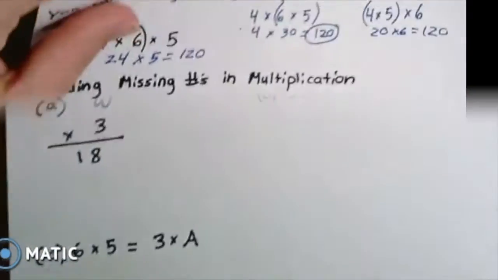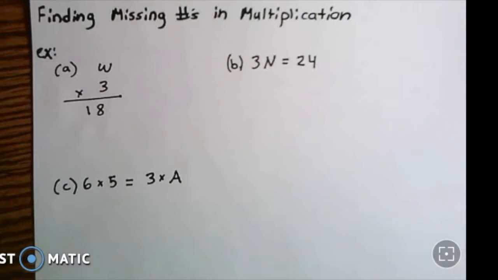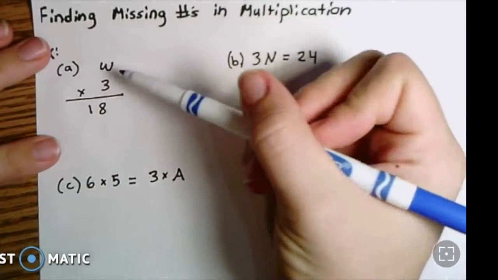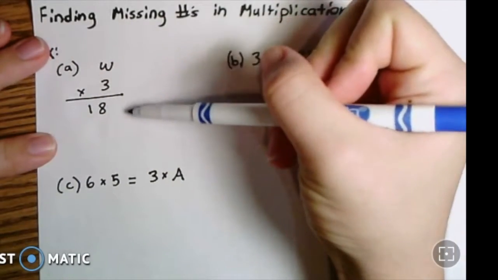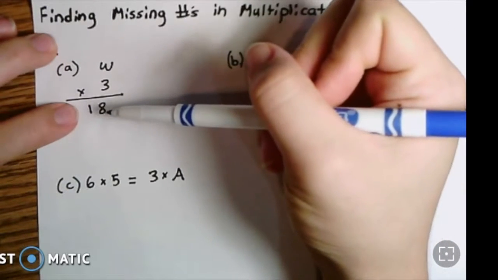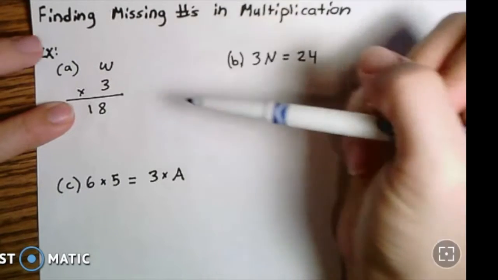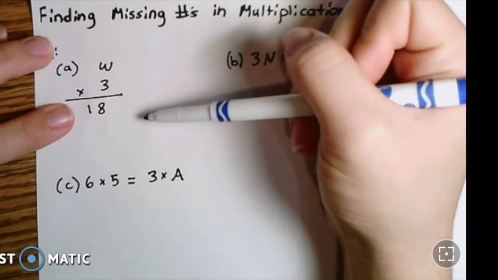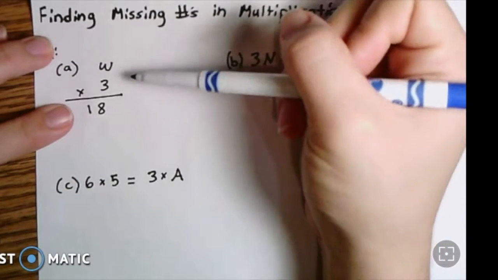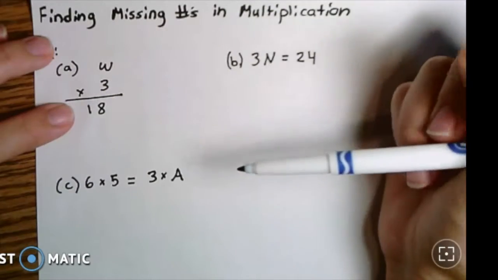All right. The last part to this lesson is finding missing numbers in multiplication. So in example A, we have W times 3 equals 18. And that was reading it down. If I were to read it up, it would be 18 divided by 3 is what number? Okay, so going down is multiplication, division is the opposite, so I would read it up. I also can think, what number times 3 would give me 18?